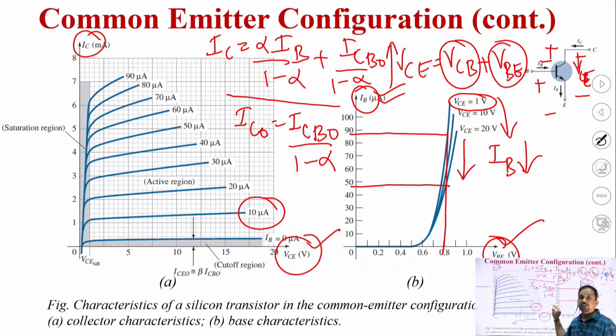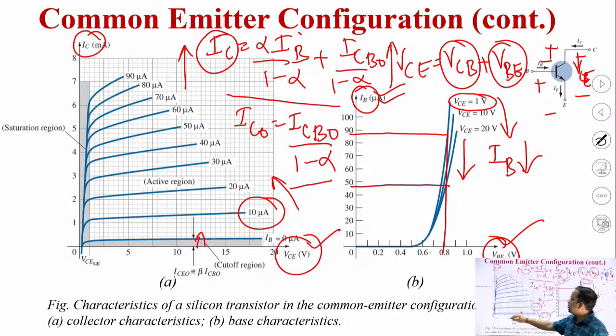But 1 minus alpha is very small. Alpha is, let's say, around 0.99. So this ICO is not a negligibly small quantity. ICO will be quite high. It will not be very, very small. So this curve is a bit shifted in the upward direction. Now as we further increase the value of IB, naturally IC also increases. So this curve will be shifted in upward direction like this.